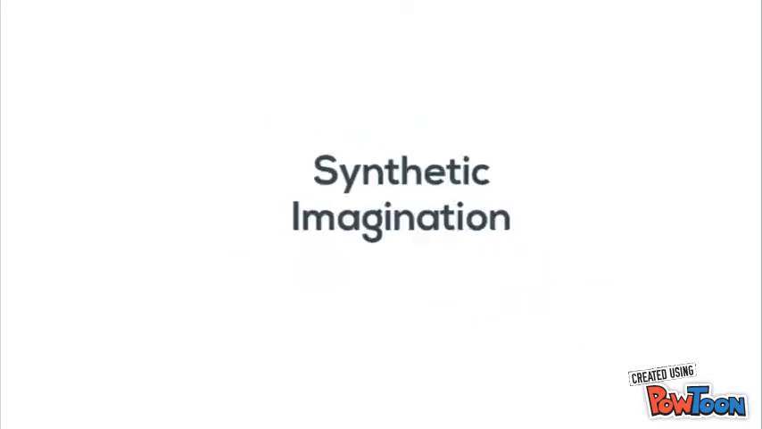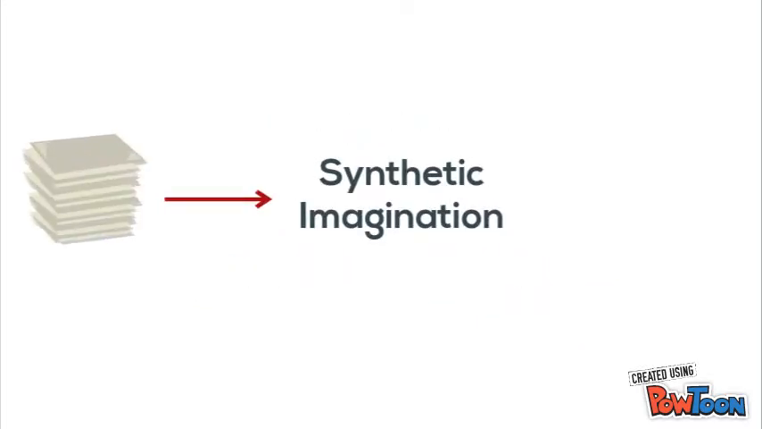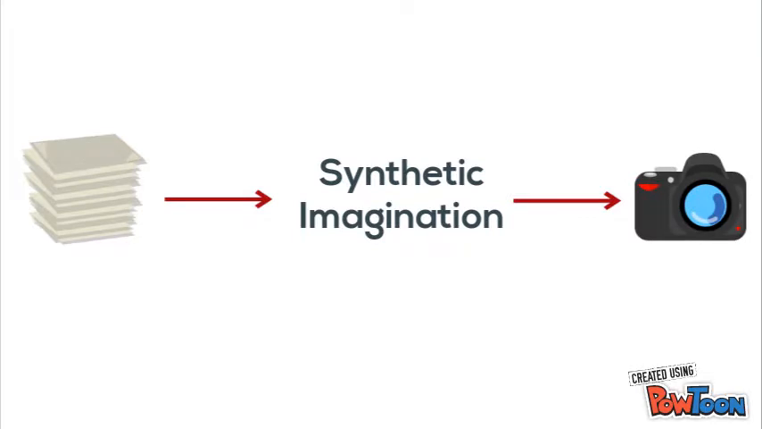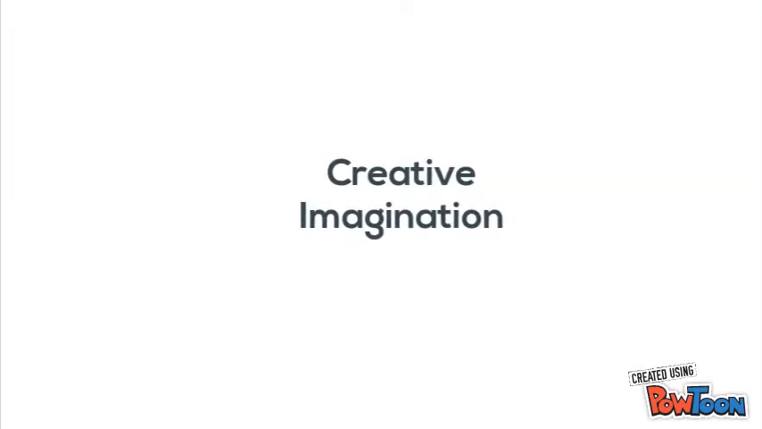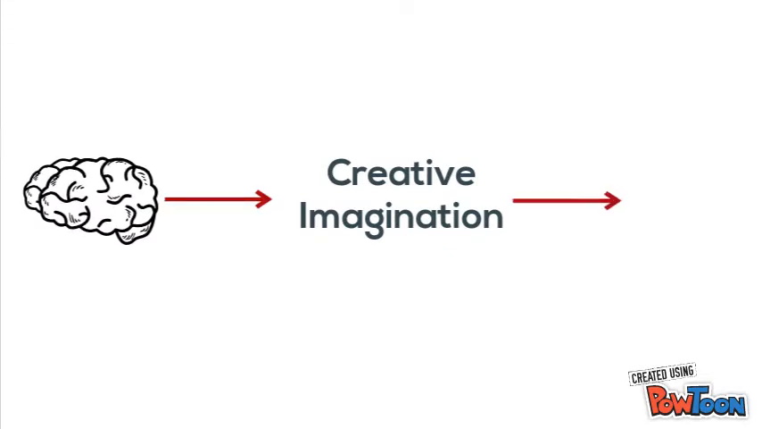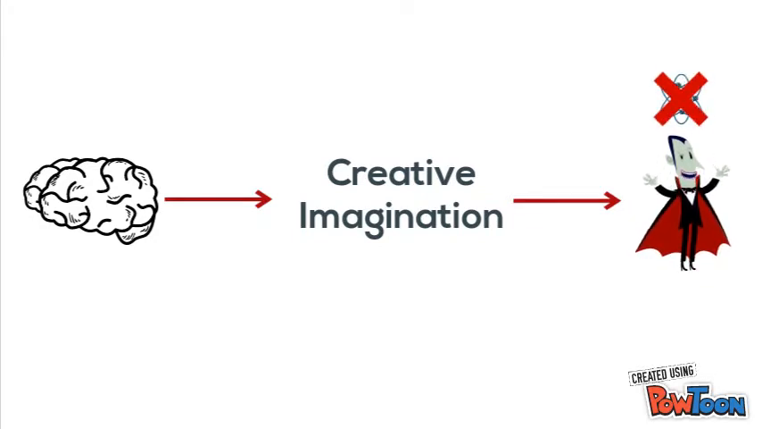Imagination can be split into two main forms: synthetic and creative. Synthetic imagination is the reimagination of old concepts and ideas. On the other hand, creative imagination is the creation of original ideas without the need of any source of inspiration. Ideas stemming from creative imagination also do not need to be scientifically correct in order to exist.